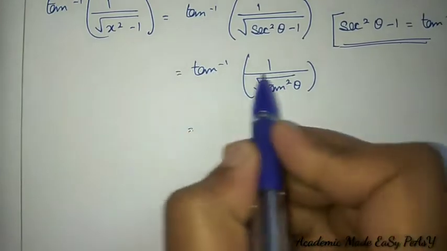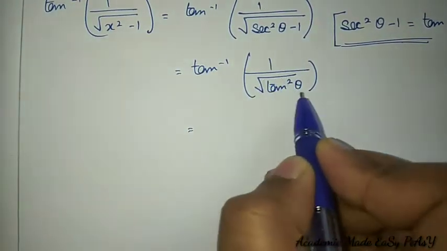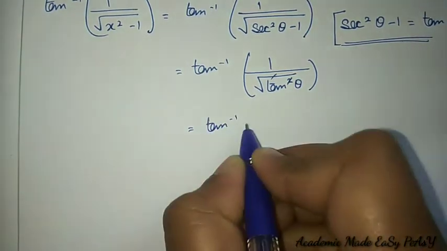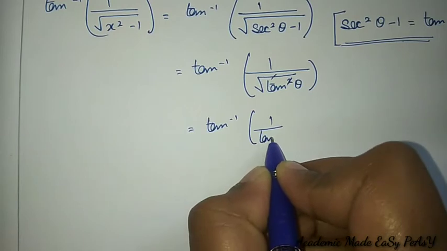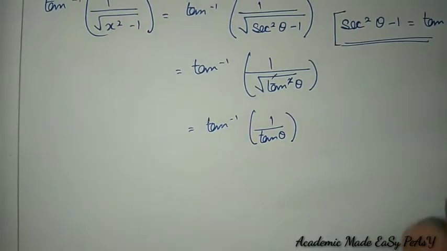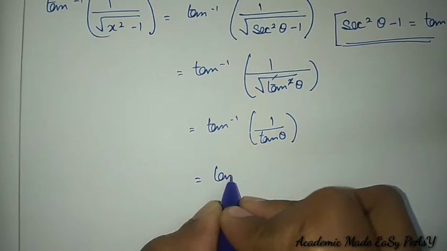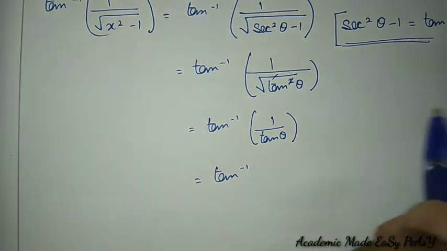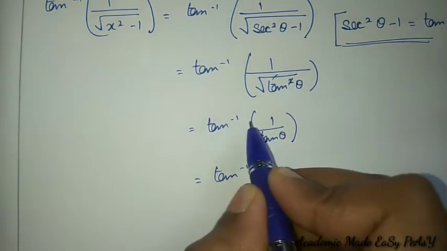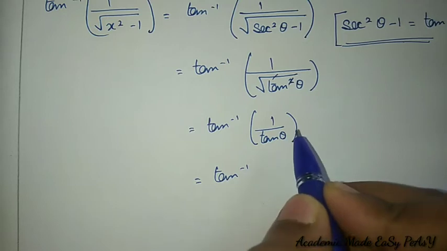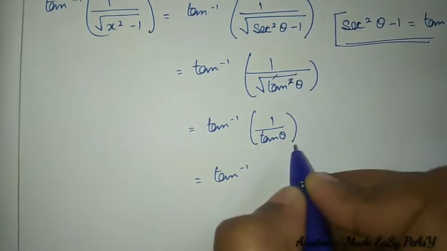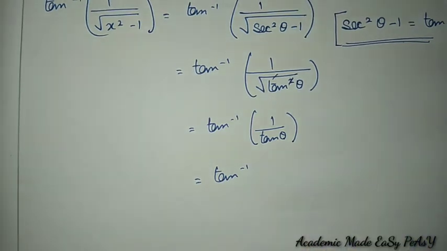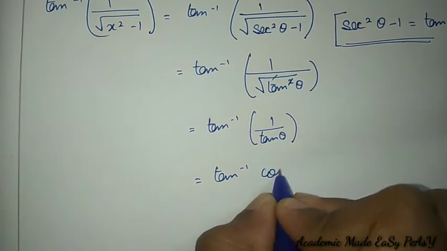So now tan inverse of 1 by root of tan square theta. The square and root will get cancelled. So we will have tan inverse of 1 by tan theta. What is 1 by tan theta? Cot theta. Inside the function we need not use inverse, because that is a very long method. We'll make it simple, so I'm taking it as cot theta.